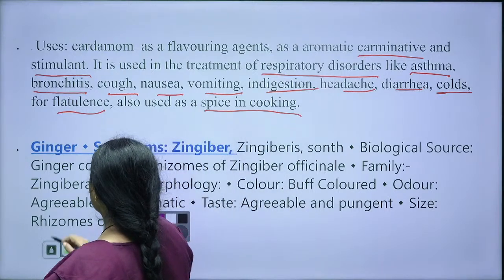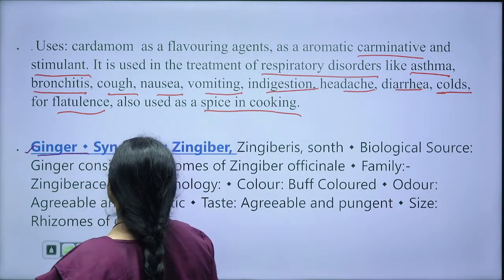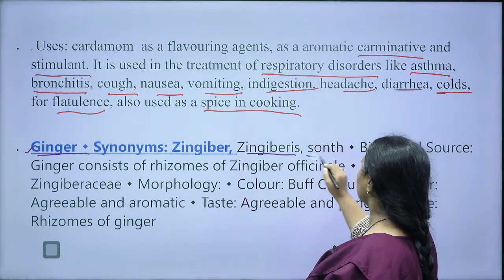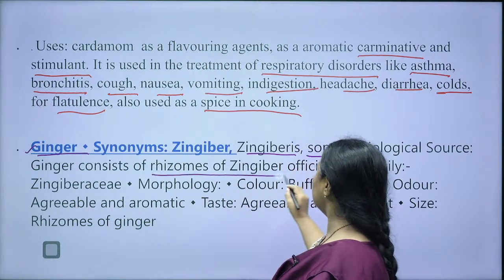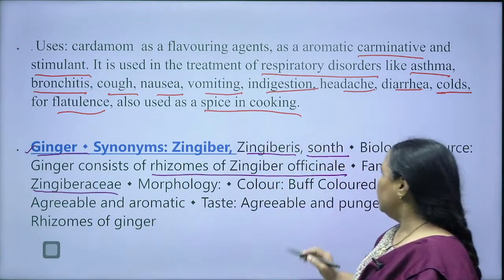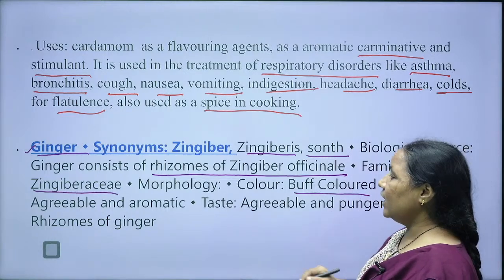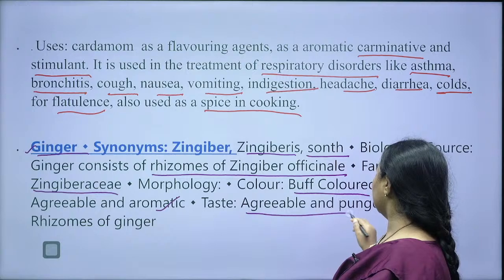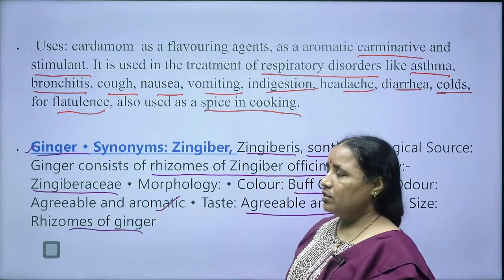And the other drug used as a GI regulator and carminative is ginger. The synonym of ginger is Zingiber or Zingiberis, sonth. The biological source is that ginger consists of the rhizomes of Zingiber officinale belonging to the family Zingiberaceae. The morphology of ginger is buff colored. It is agreeable and aromatic in odor, and the taste is agreeable and pungent, and the size depends upon the rhizomes of the ginger.